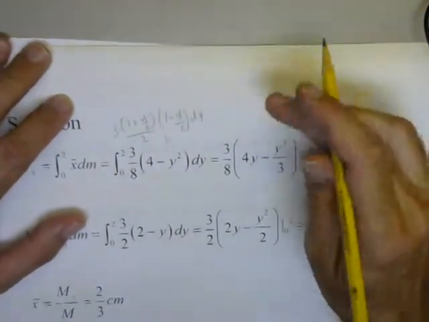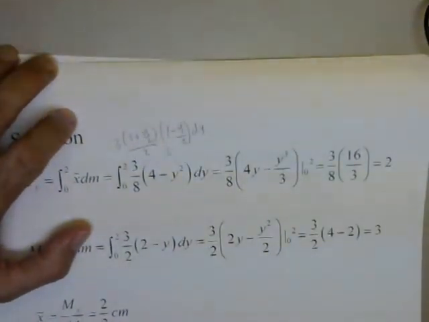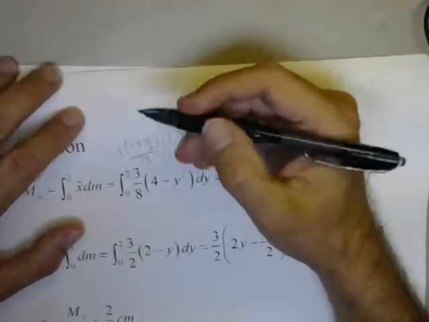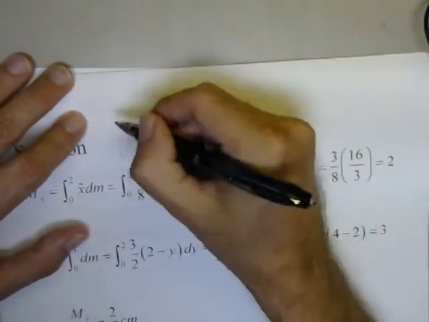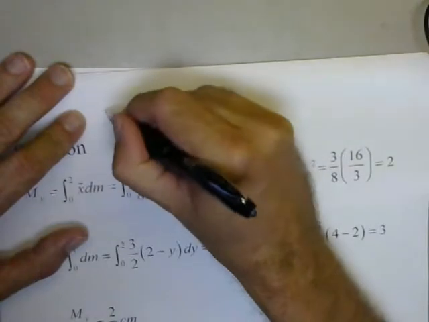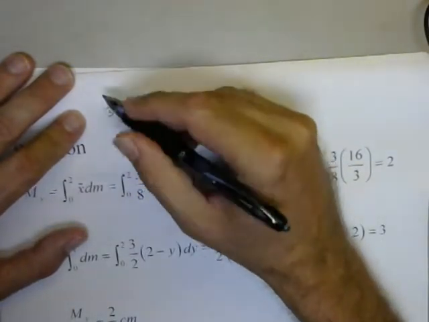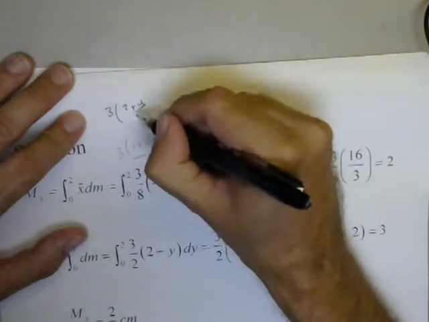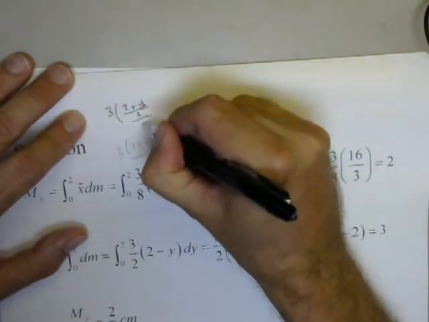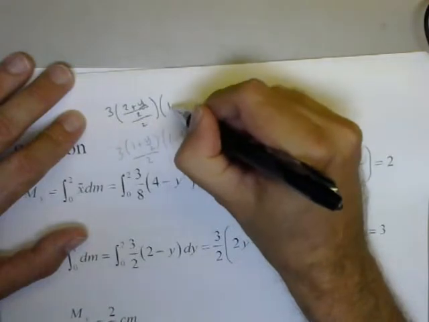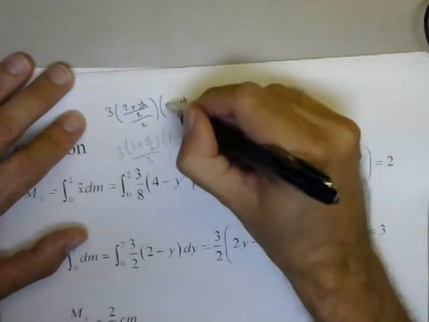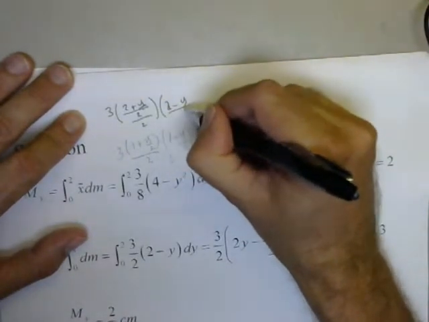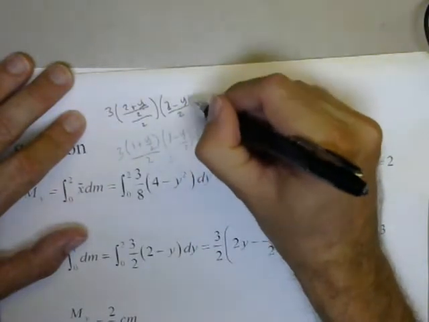Maybe just to clarify that, I'd add these two together. So I'd have 3. This would be 2 plus y, squared, all over 2, but then that's divided by that other 2, and then you get 1 minus y. Let's just combine these together: 1 minus y over 2, dy.